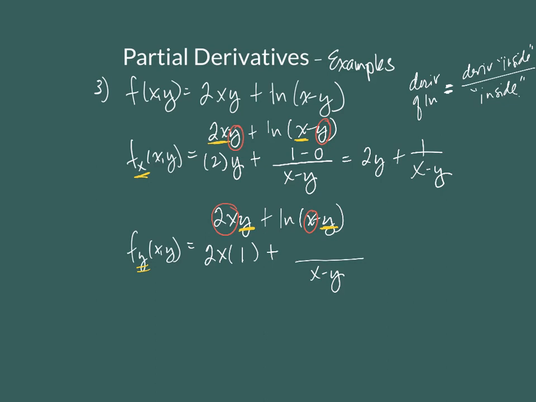So the derivative of x is a constant by itself, is 0, minus the derivative of y, which is 1. So this is cleaned up, 2x plus negative 1 over x minus y, or 2x minus 1 over x minus y if you prefer.